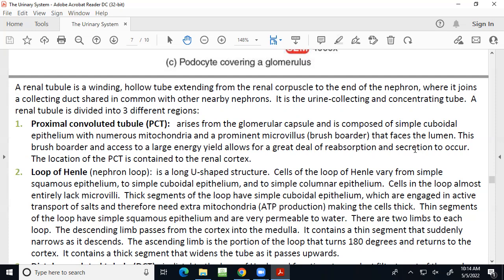Now, the reason that we are able to do so much reabsorption and secretion in our renal tubules is because the cells here have lots and lots of mitochondria, which gives them a lot of energy. But also their cells will be simple cuboidal in shape and in layer number. Simple tells you that there's only one layer. But most importantly, the cells have a prominent microvillus.